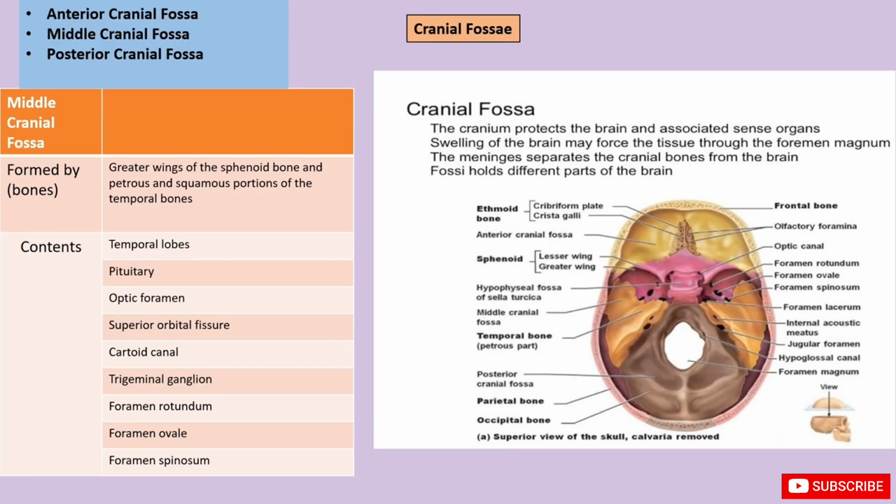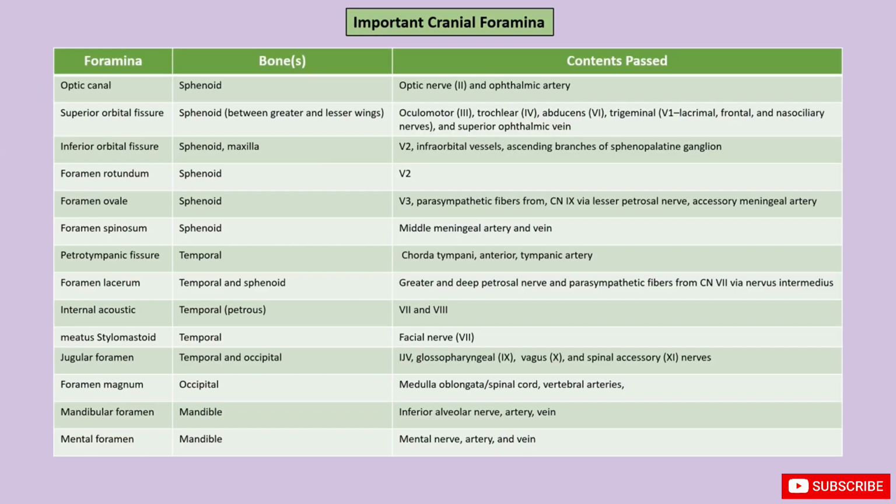Now we can see there are different cranial fossas. We have the anterior, middle, and posterior cranial fossas, but the middle cranial fossa, as we know, is the most important. So you should know the contents of it: the temporal lobe, pituitary, optic canal, superior orbital fissure, carotid canal, ganglia, and what are the bones that are forming the cranial fossa. That's the greater wing of sphenoid bone and the petrous and the squamous portion of the temporal bone.